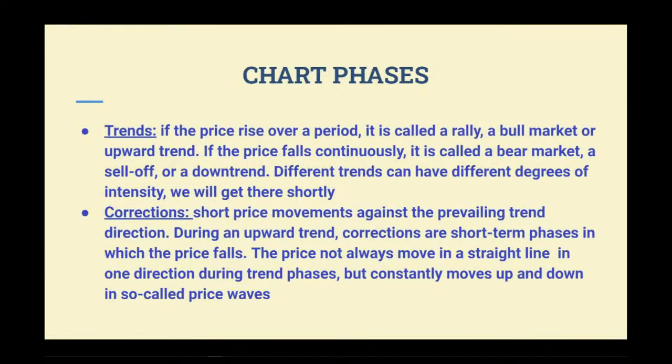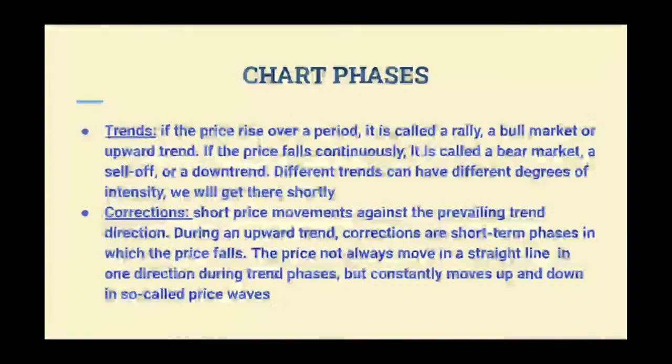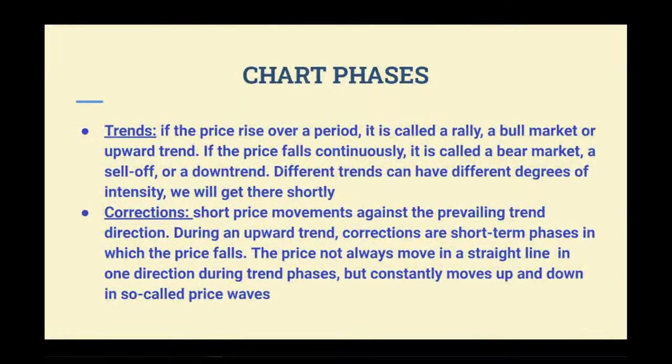So first we have a trend. What's a trend? If the price rises over a period of time, it is called a rally, bull market, or upward trend. If the price falls continuously, it is called a bear market, a sell-off, or a downtrend. Different trends can have a different degree of intensity, and we will get there shortly. So, pretty much recognize the trend.